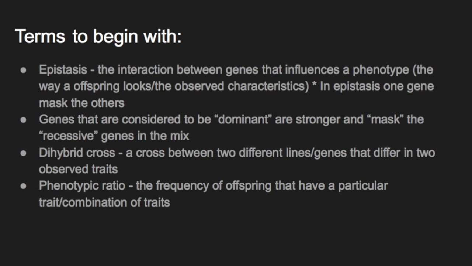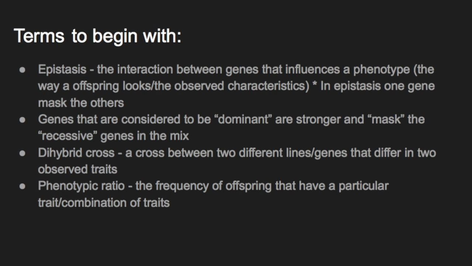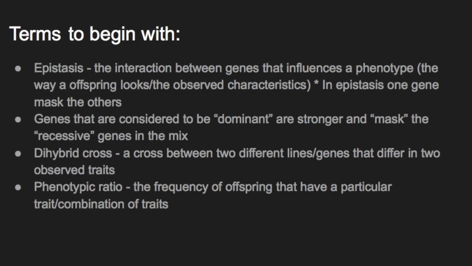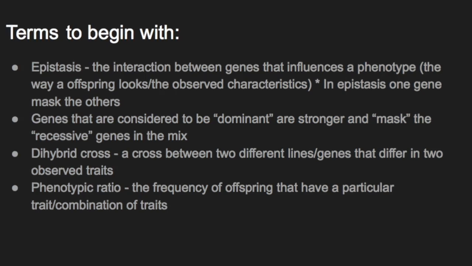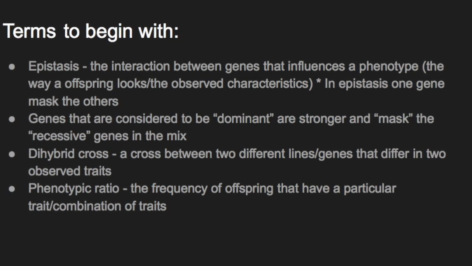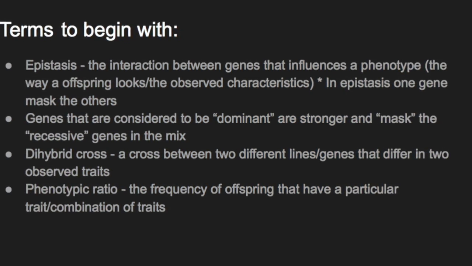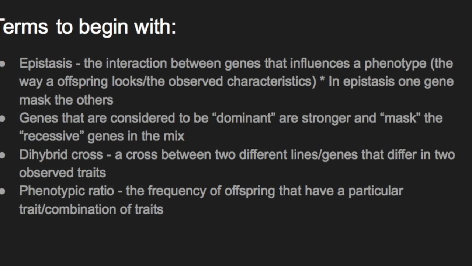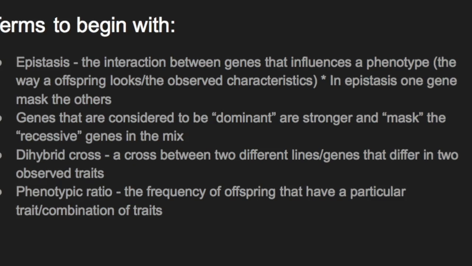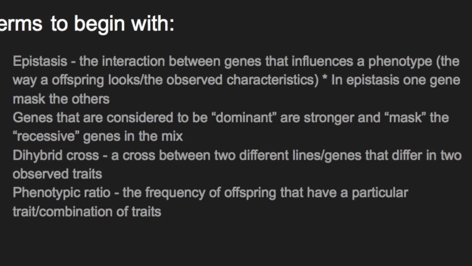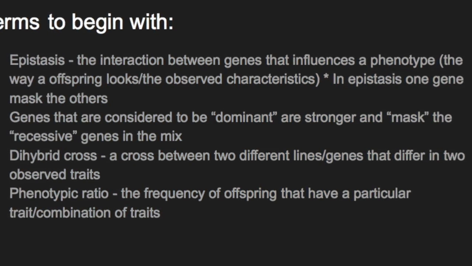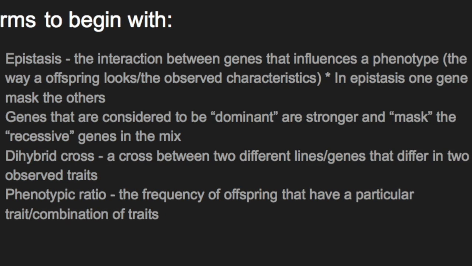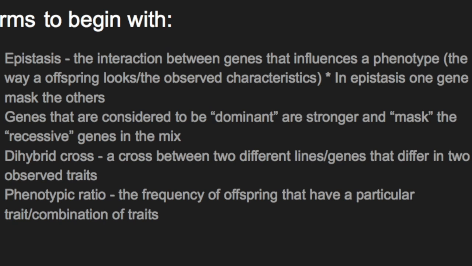Some basic terms to begin with are epistasis, which is the interaction between genes that influences a phenotype. Genes that are considered to be dominant are stronger and they mask recessive genes, which is important to know. A dihybrid cross is a cross between two different lines or genes, like two different people that differ in hair color or height, just different observed traits. And a phenotypic ratio is the frequency of offspring that have a particular trait or combination of traits.